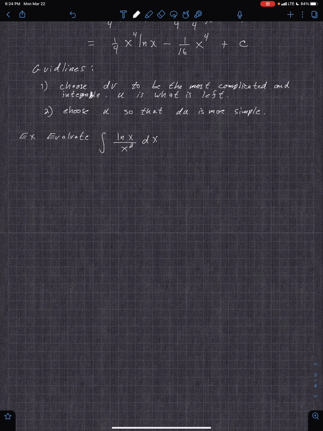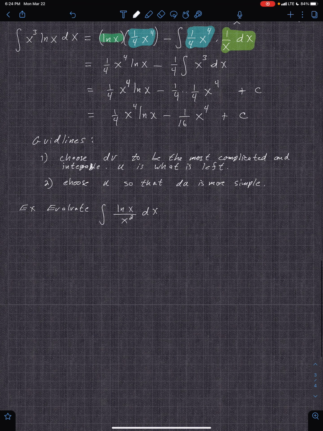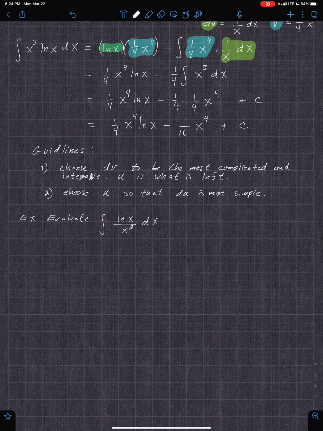So your choice of dv, this is similar to the one above, really. But if you chose your dv to be the integral of ln, that's going to be more difficult, right? You want to choose your dv to be something you can integrate nicely, not more complicated. Don't make it more complicated. The derivative of natural log is easy, right? It's 1 over x, but the integral isn't.